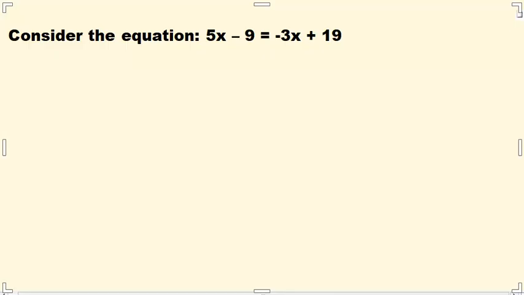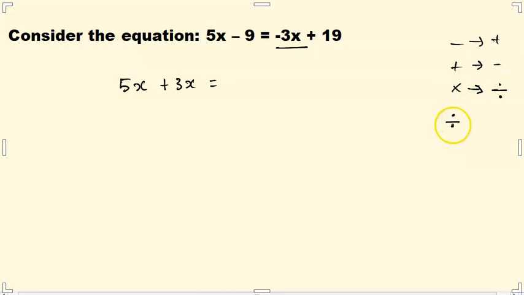Next, now let us solve this equation. Consider this and solve this. First step, transpose the variables to one side and the constants to another side. So minus 3x, right? When it comes to the left hand side, it would become plus 3x. There would be a change in operation. If it is minus, it is going to change into plus, and if it is plus, it is going to change into minus. If it is multiplication, it is going to change into division, and if it is division, it is going to change into multiplication.